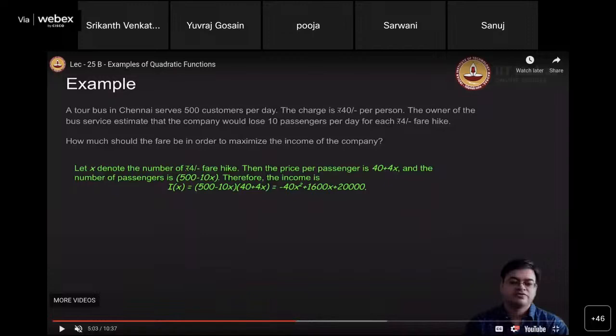Okay. So for each 4 rupees I increase, I will lose 10 passengers. If I increase 4 rupees 2 times, so 44 and 48, and I made 48 my current bus charge rate, then how many passengers will I lose? 20. So 480 remain. For every 4 rupees hike, I will lose 10 passengers.